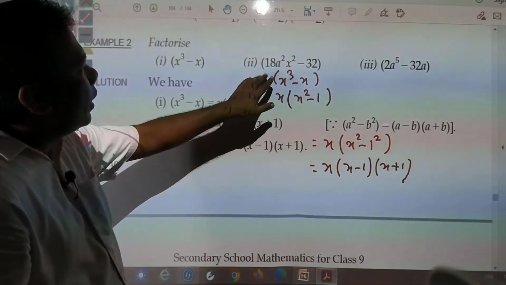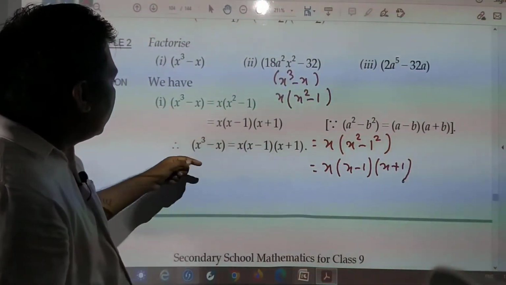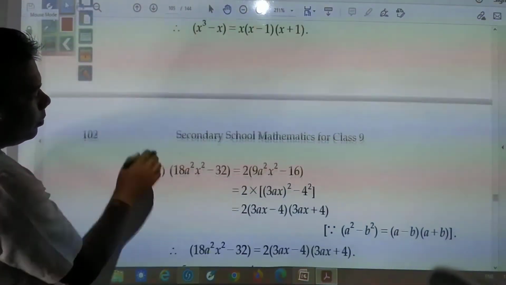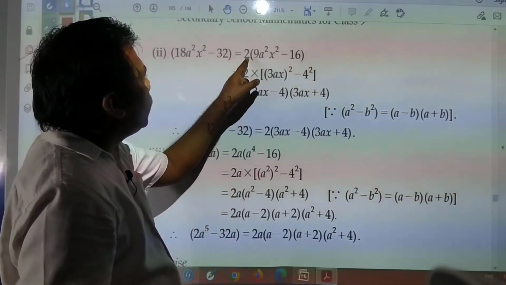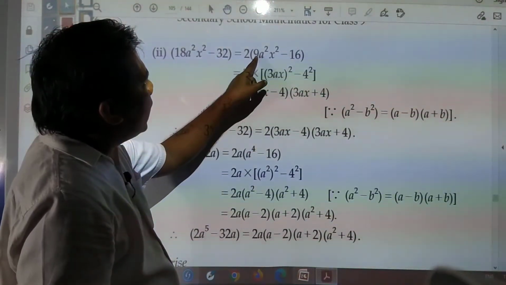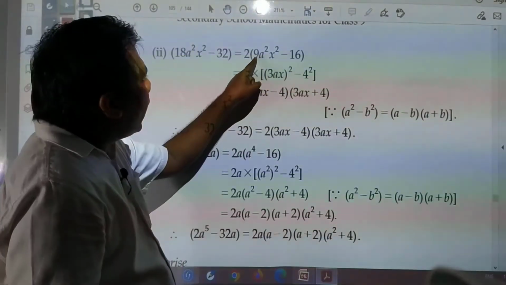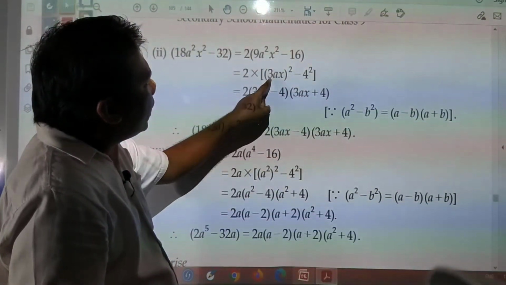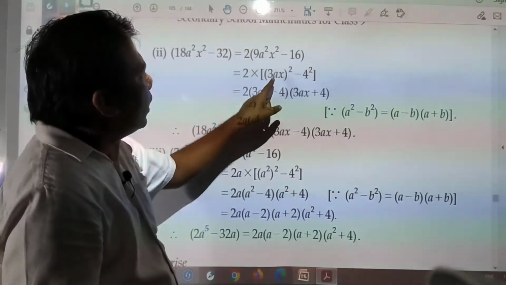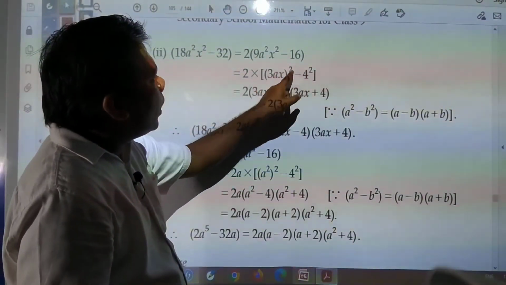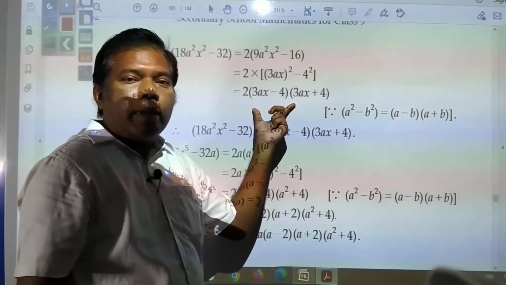In the same way, here you see 18a square x square minus 32. How will it be solved? If you take out common 2, you will be left with 9a square x square minus 16. And 9a square x square can be written as 3ax whole square, minus 4 square. Now this is in the form of a square minus b square, so in the form a minus b into a plus b it has been factorized.